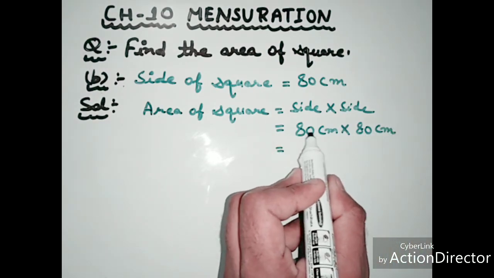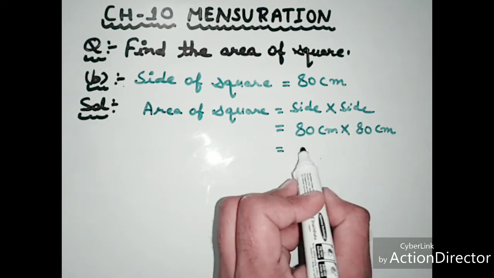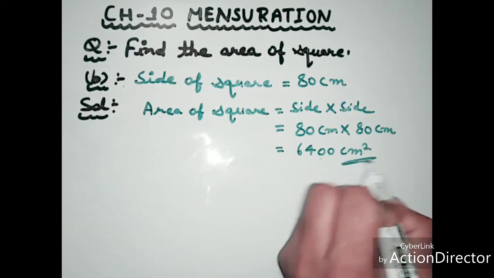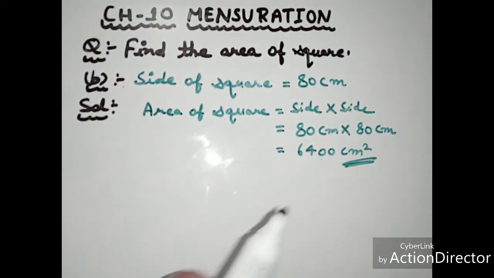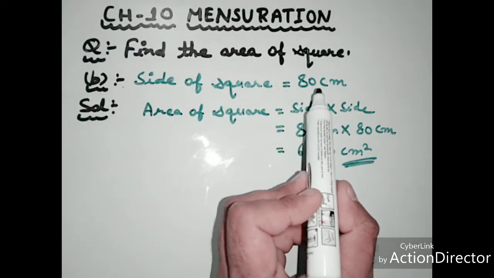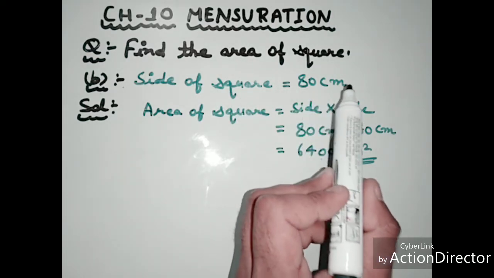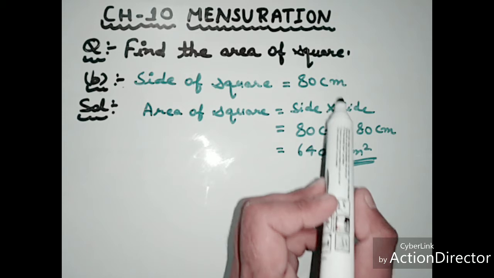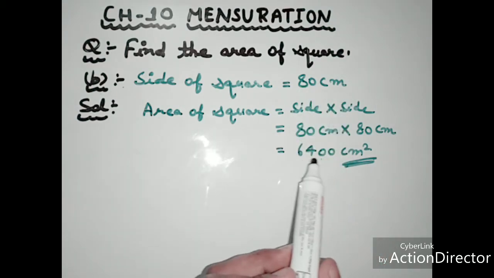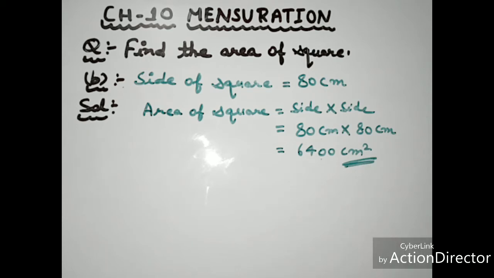So here when we multiply 80 by 80, we get 6400 centimeter square. If we take the side of the square as 80 meter instead of centimeter, we get the area of the square as 6400 meter square.